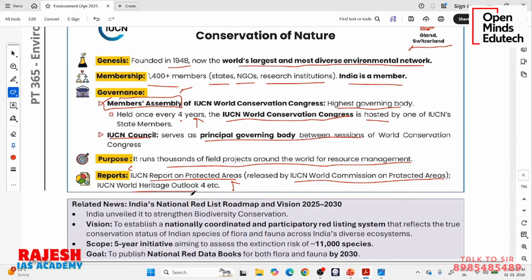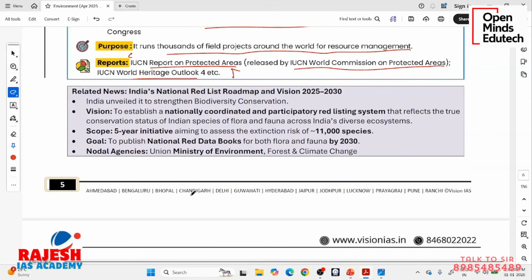Heritage can be natural or cultural. Like take Taj Mahal. Taj Mahal is a cultural heritage, but Western Ghats is a natural heritage. So this IUCN is releasing World Heritage Outlook on natural heritage things. So this is the brief about the IUCN.